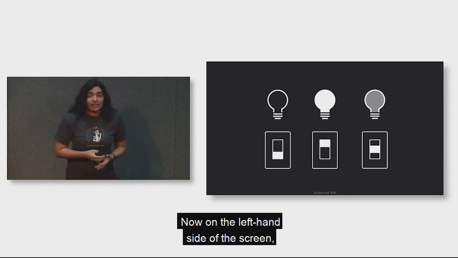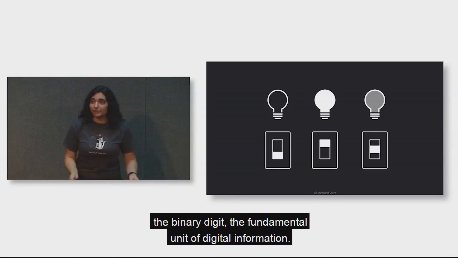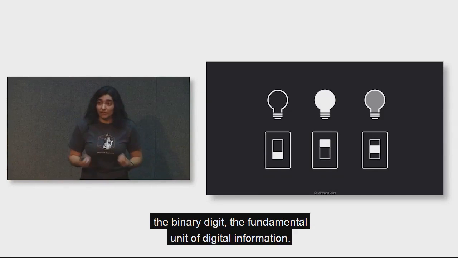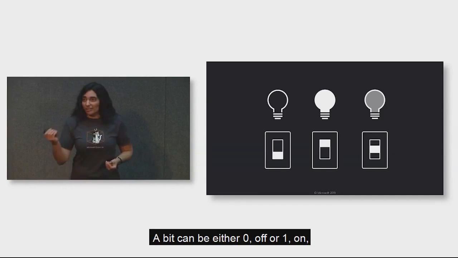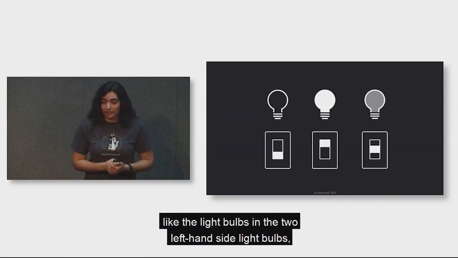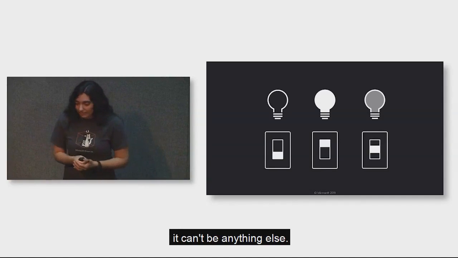Now, on the left-hand side of the screen, you'll see a representation of the classical bit, the binary digit, the fundamental unit of digital information. A bit can be either 0, off, or 1, on, like the light bulbs on the two left-hand side. It can't be anything else.